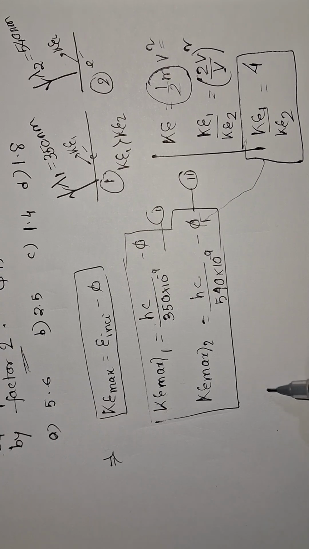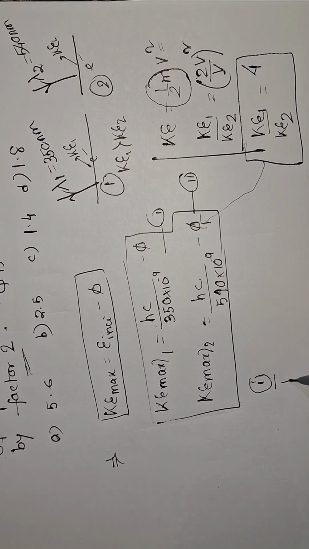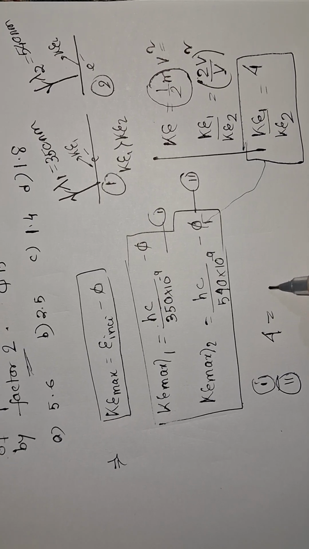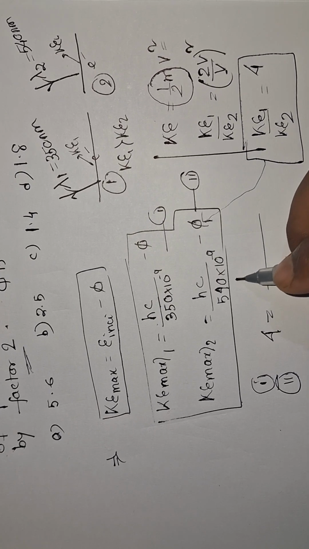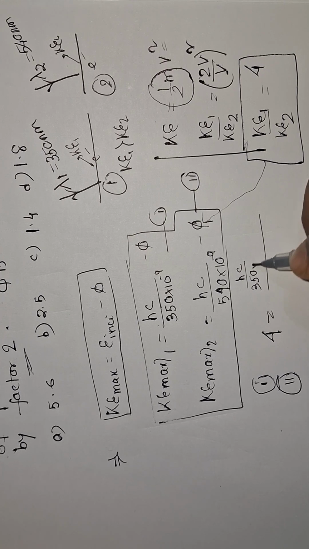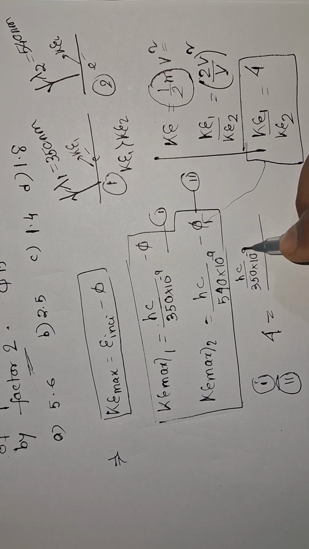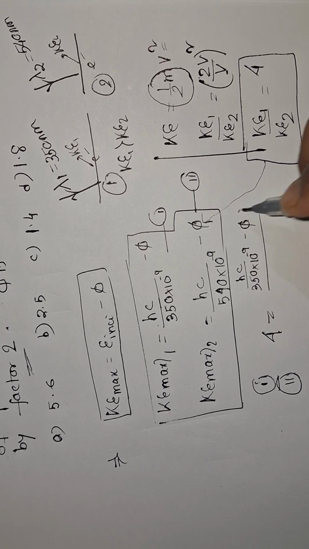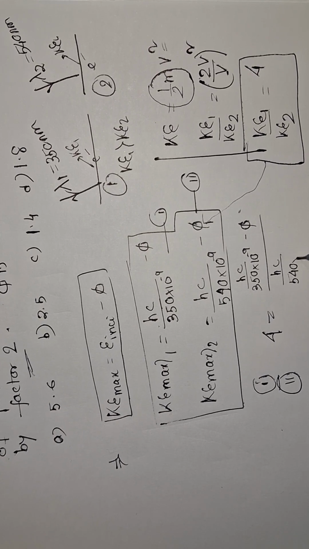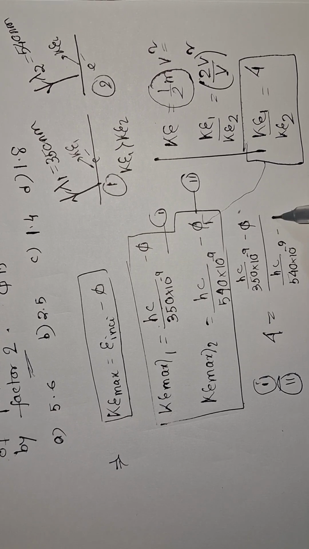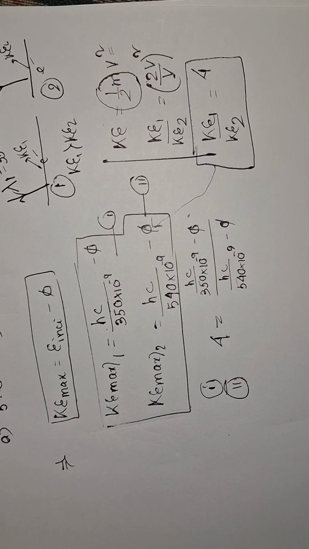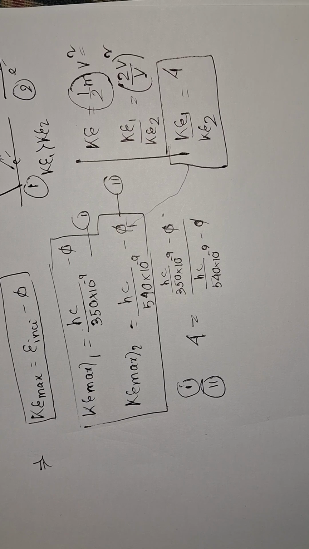Okay, now if we divide 1 by 2, what we obtain is 4 equal to hc by 350 into 10 raised to the power minus 9 minus phi, divided by hc by 540 into 10 raised to the power minus 9 minus phi. We need to find phi. Now it's simple, it's just a calculation-based approach, nothing more conceptual left here.